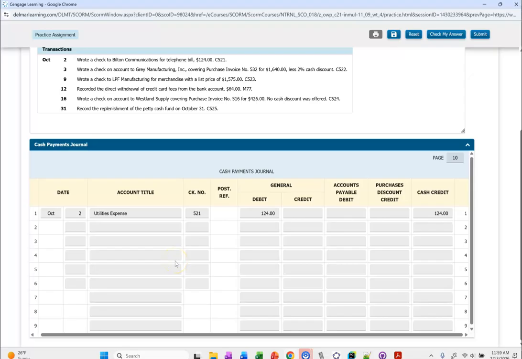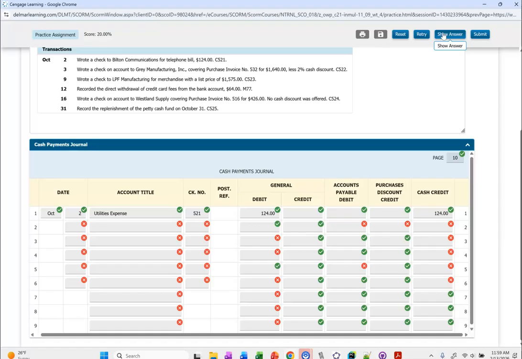Is everybody okay with that first transaction? Let's hit check just to make sure. Okay. We're good on that row.